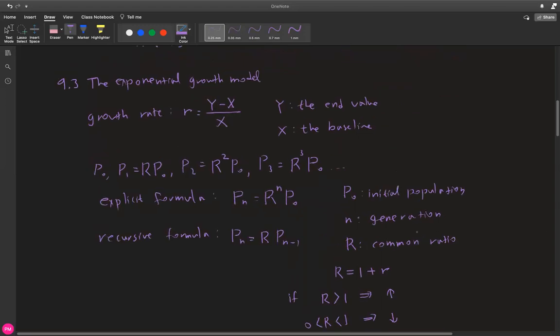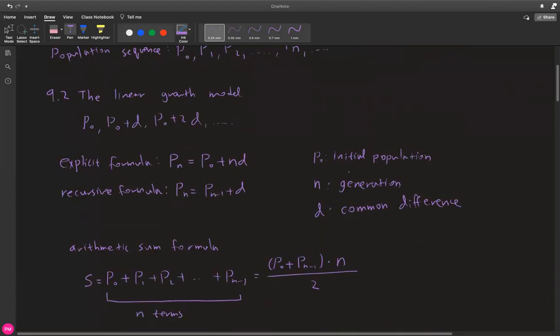And similarly up here, apologize for going back up to the previous chapter. When you're looking at the common difference, if D is greater than 0, then it is increasing. If D is less than 0, then it is decreasing. And if D is 0, it means it's constant.